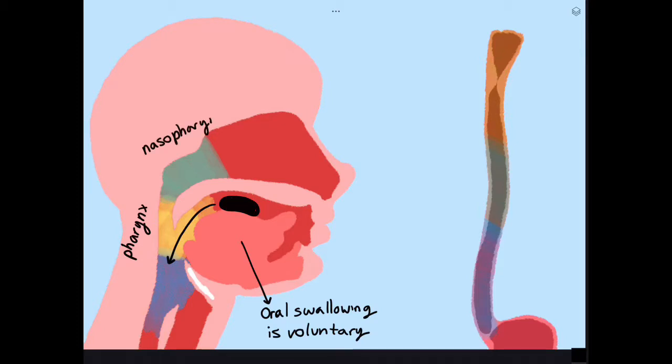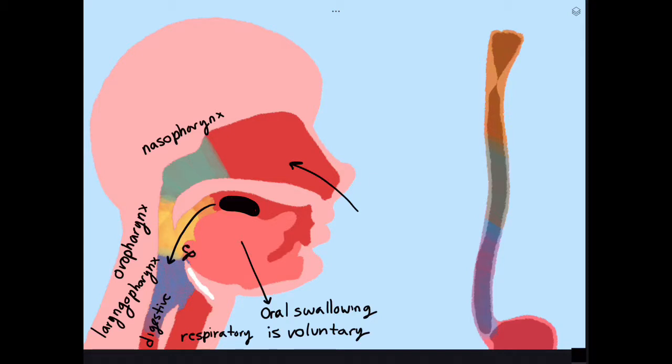Now, there's three components of your pharynx. There's our nasopharynx, our oropharynx, and our laryngopharynx. And something you might note about the pharynx is it doesn't just connect with the digestive tract with the mouth, it also connects the respiratory tract with the nasal cavity and the mouth.